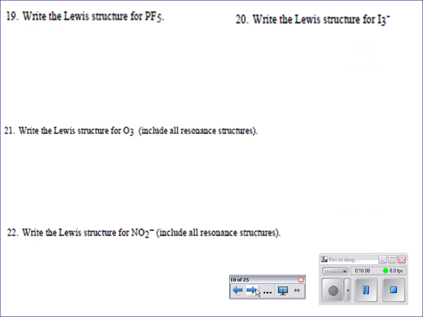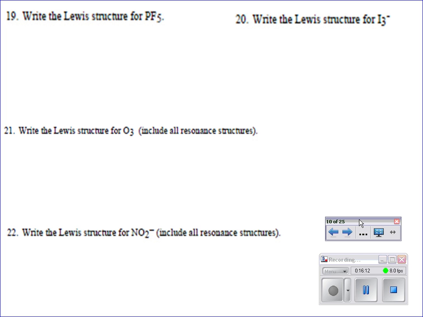All right, PF5. Now, this is an exception, and I want to see if anyone can tell me right now, without knowing that, why that would be an exception. It has an expanded valence. Why are you saying that? Because it's bonded to 5. Perfect. It's bonded to 5 things, okay? Being bonded to 5 things means it has to go beyond the 8.